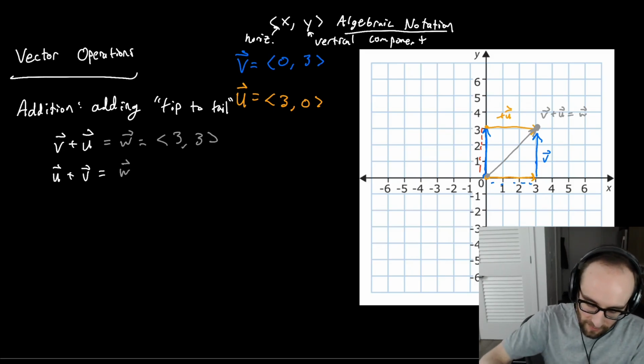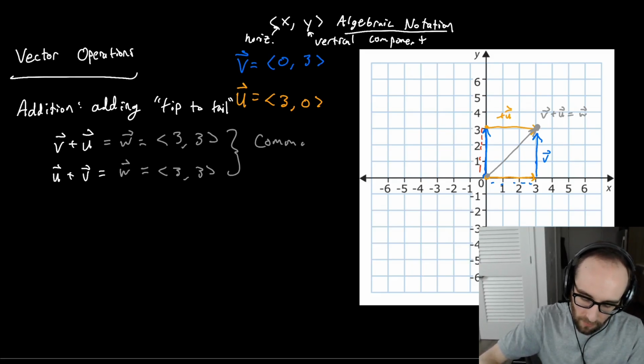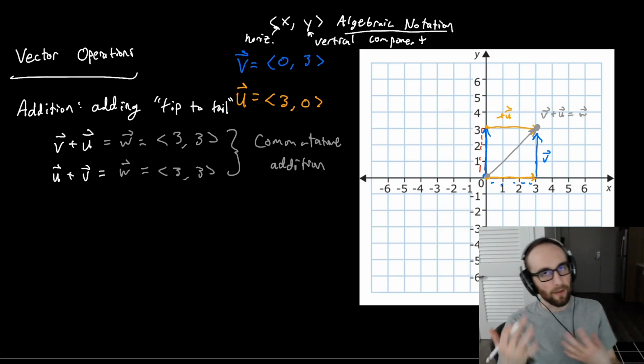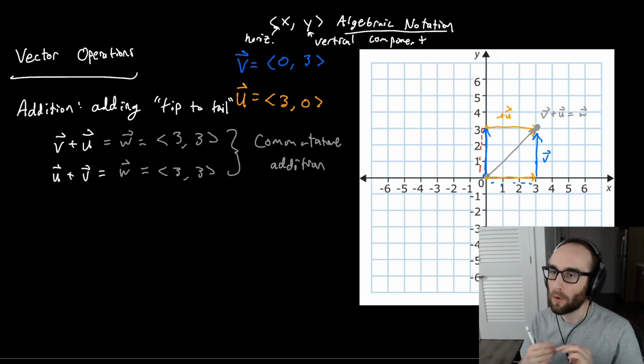What this tells us is that we have the commutative property for addition for vectors. So adding vectors is commutative. It doesn't matter which order we add them, we'll still end up with the same result.